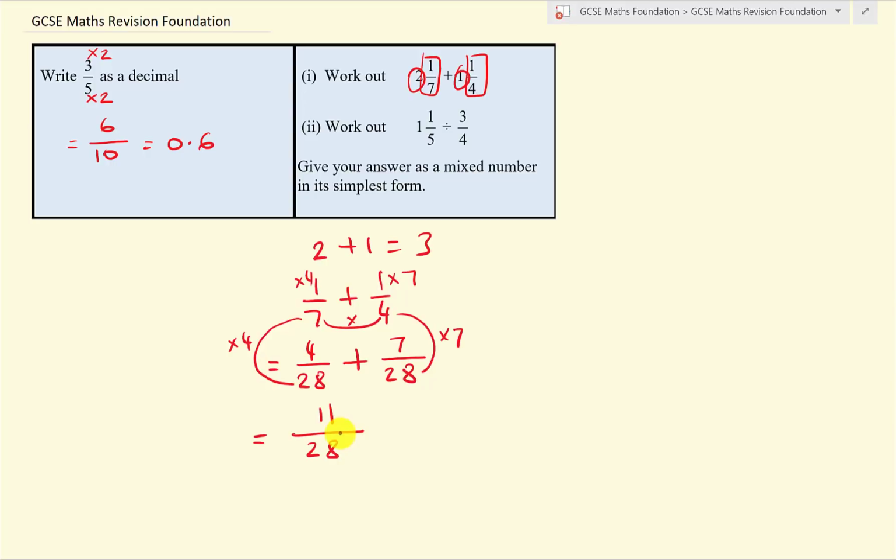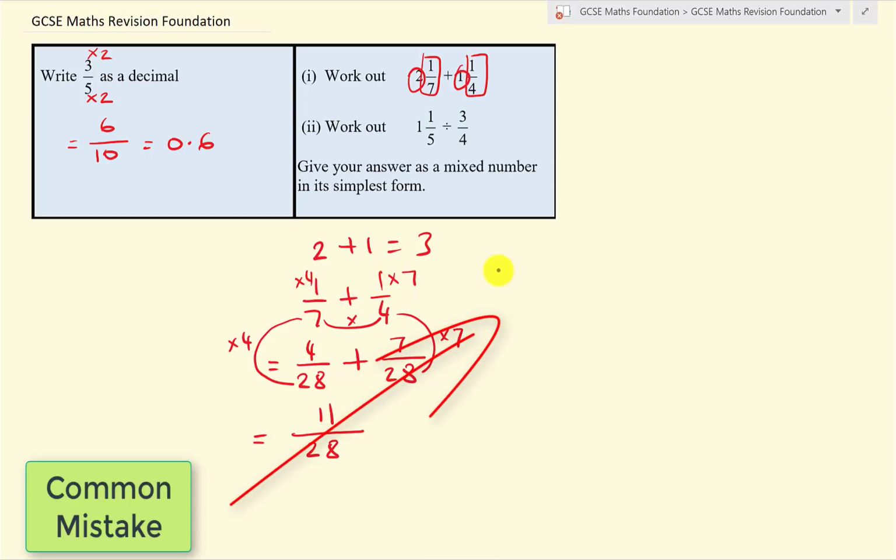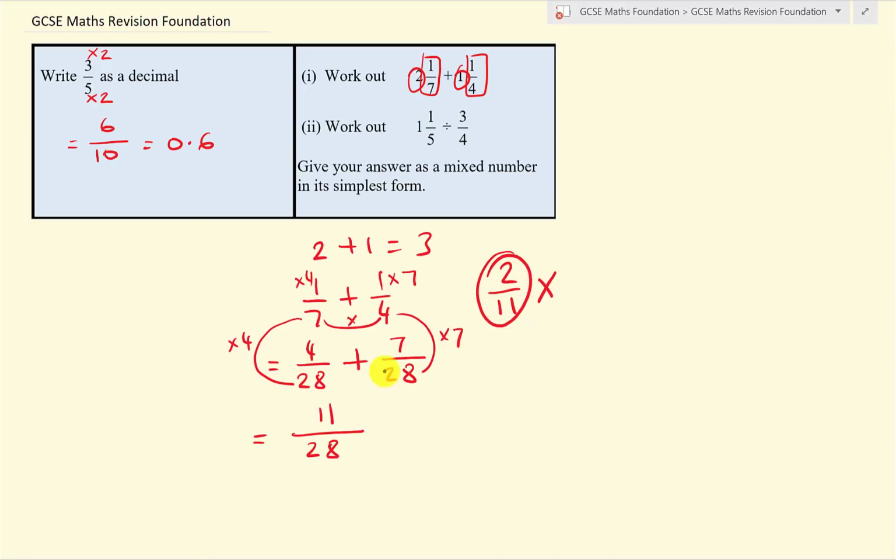Now a common misconception is students will add 7 and 4, which gives you 11, and 1 add 1 is 2. So they'll get 2 out of 11. That's completely wrong. So avoid that mistake. Make sure you always make the denominators the same, find the equivalent fraction, and then add the numerators. Never ever add the denominators.